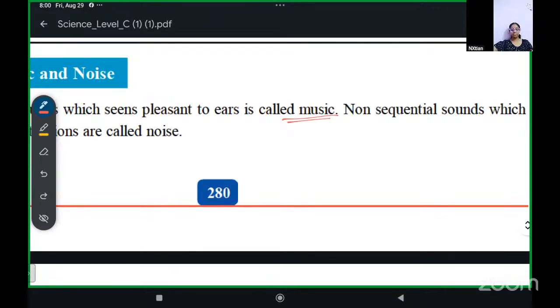Yes, Abraham. Suppose I like a particular thing and I call it music, but another person doesn't like that music and it causes noise for them.